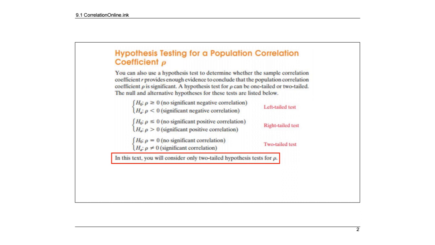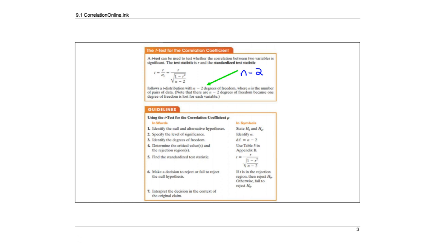For this one, we're only going to use a two-tailed test, and we're going to do it on what is called rho. This is a Greek letter. It kind of looks like a P, but it's actually called rho. What we're going to be testing is the null hypothesis that there is no significant correlation. In other words, the population correlation coefficient rho would equal 0. And then our alternative is that it's not equal to 0. We're going to be using a t-test for this.